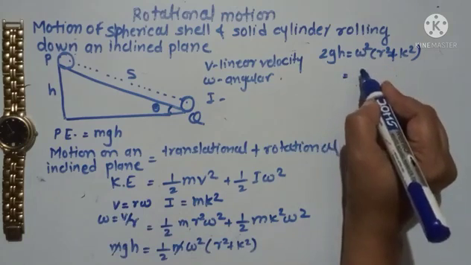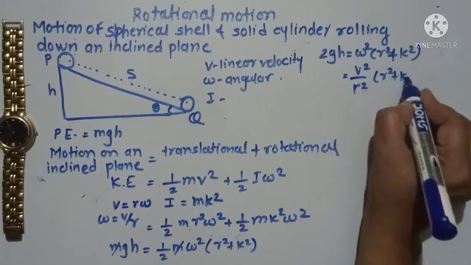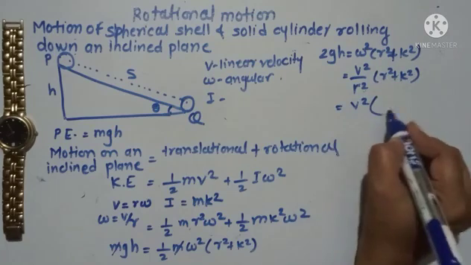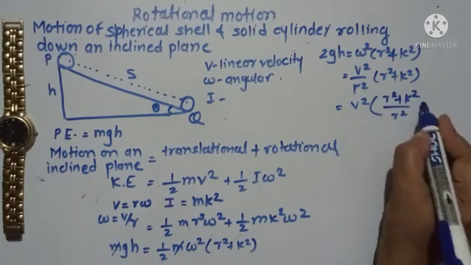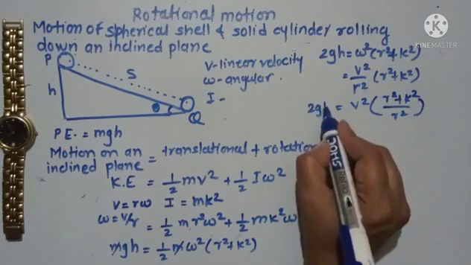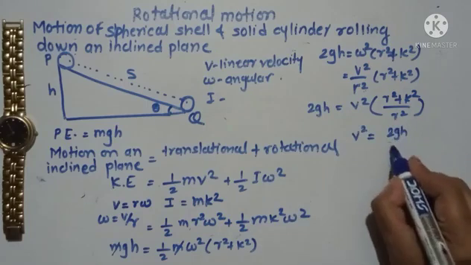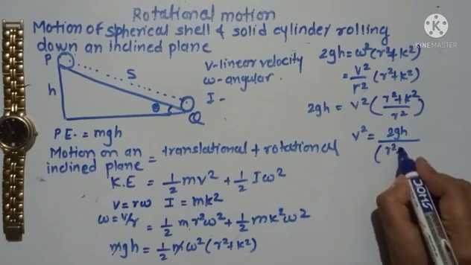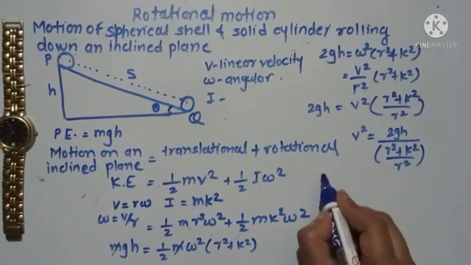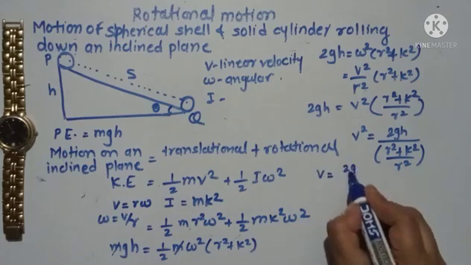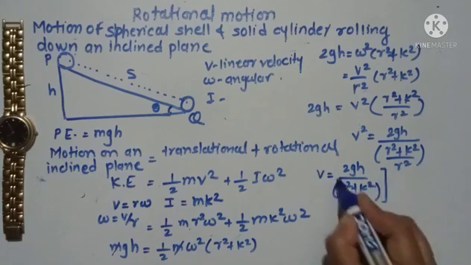So let us put the value of this omega as v upon r. So 2gh is equal to v square upon r square into r square plus k square, or I can write v square is equal to 2gh upon r square plus k square upon r square, or v is equal to 2gh r square upon r square plus k square, raised to 1/2.